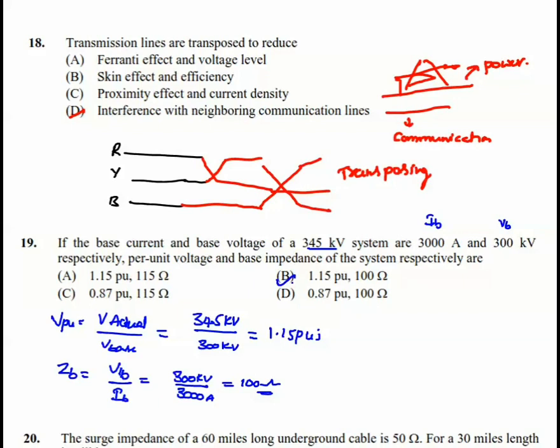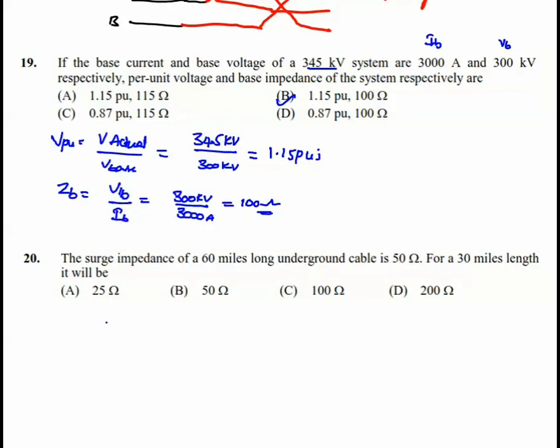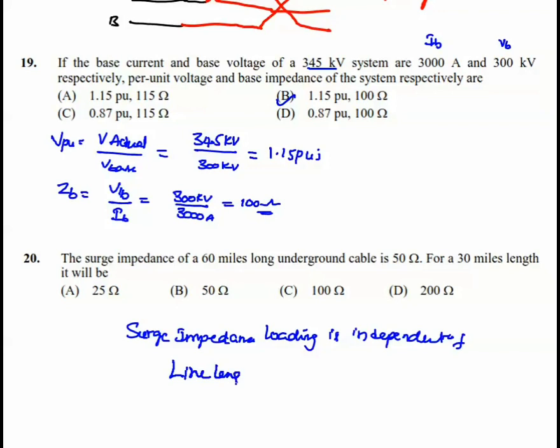And the next question is, the surge impedance of a 60 miles long underground cable is 50 ohms. For 30 miles the surge impedance will be? Surge impedance loading is independent of line length. So once it is fixed, it will remain as it is. So 50 ohms will remain 50 ohms. Why? Because surge impedance is independent of the length of the line. Next question.